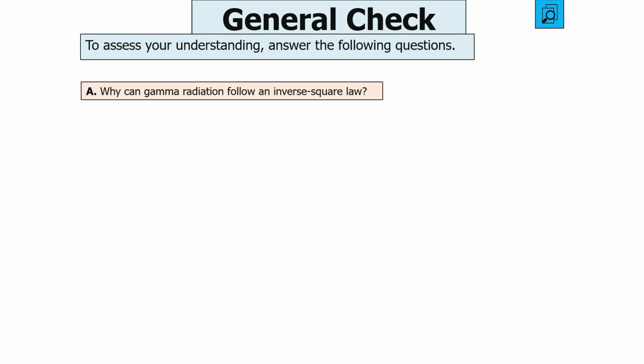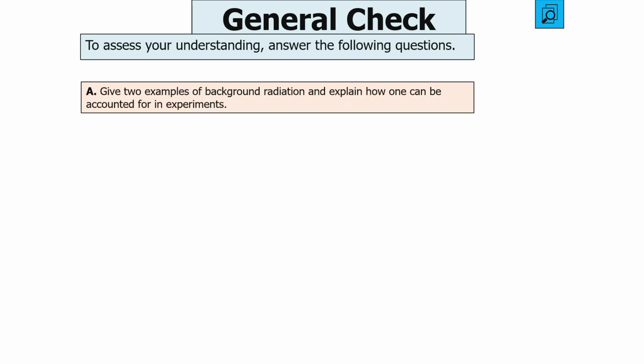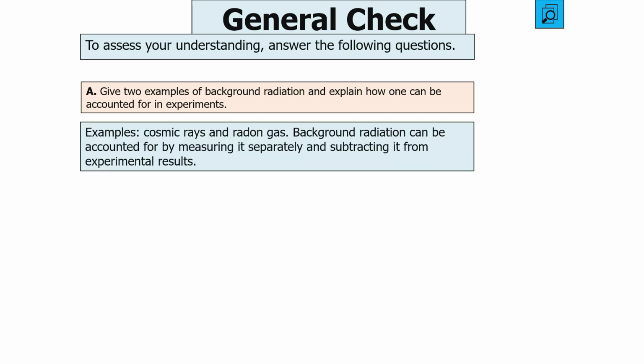Why can gamma radiation follow an inverse square law? Because it spreads out uniformly in all directions from a point source. Give 2 examples of background radiation and explain how one can be accounted for in experiments. Examples include cosmic rays and radon gas. Background radiation can be accounted for by measuring it separately and subtracting it from experimental results.